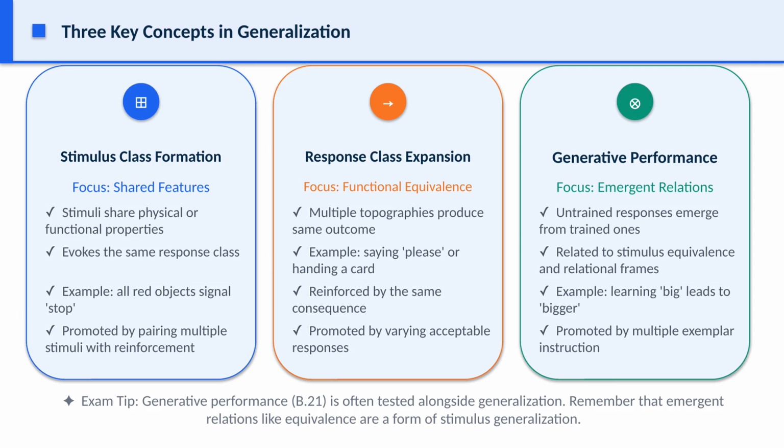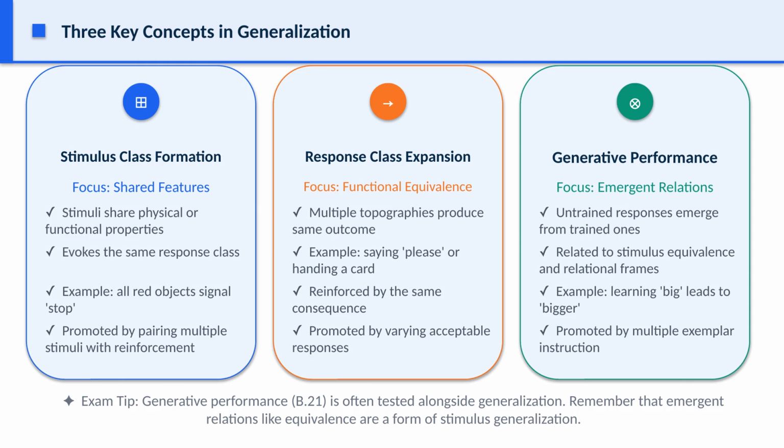Next, response class expansion. Different topographies, like saying please or handing a card, produce the same outcome. By reinforcing varied responses, we boost behavioral flexibility, a key goal in intervention. Finally, generative performance. Untrained responses emerge from trained ones, linked to stimulus equivalence and relational frames.